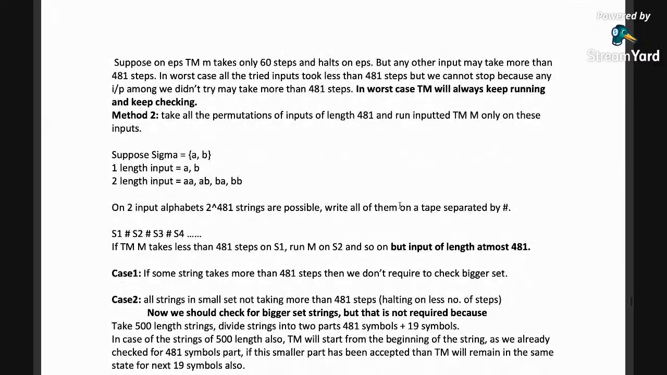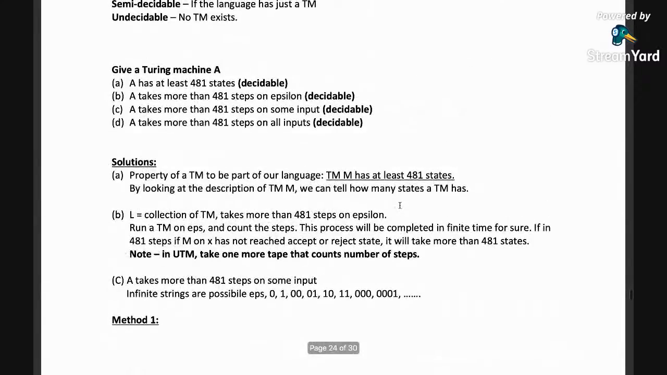Method 2: take all the permutations of inputs of length 481 and run the input Turing machine M only on these inputs.